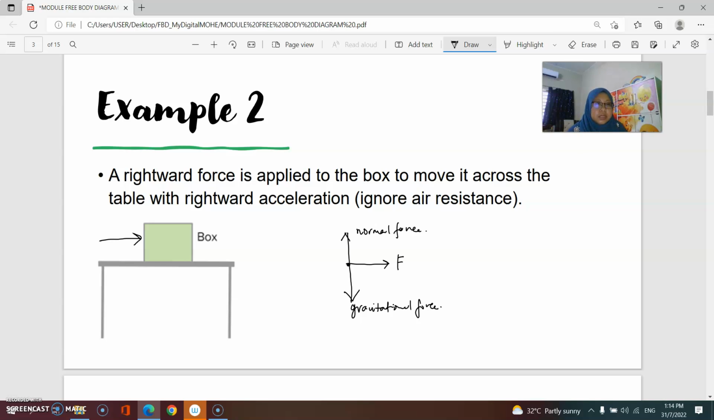This box is on a table, so it means that it's on a surface. The surface can be a rough surface or maybe a smooth surface. In this example, it doesn't mention whether it is rough or smooth, so we assume it is a rough surface. When there is a rough surface, then we have a frictional force.